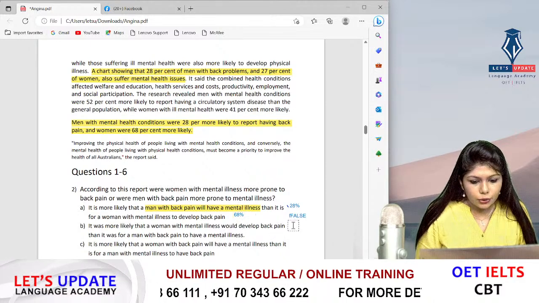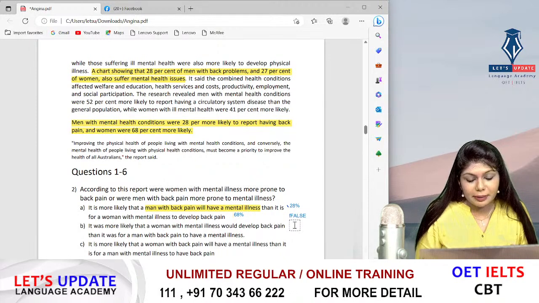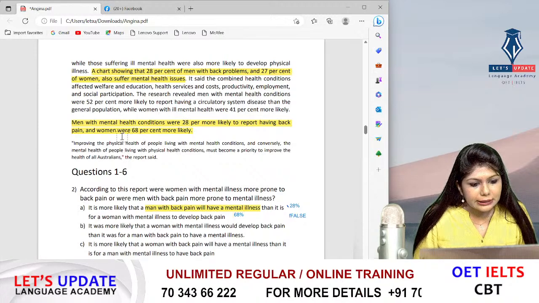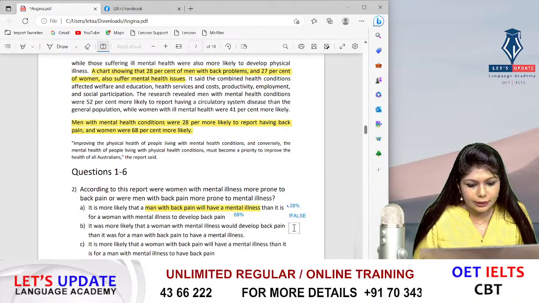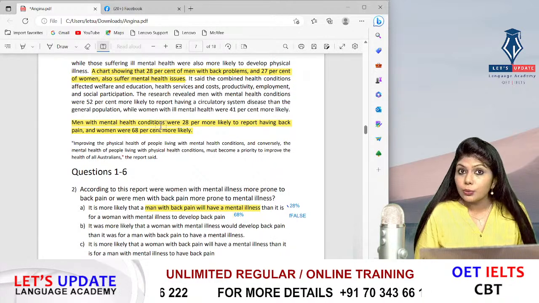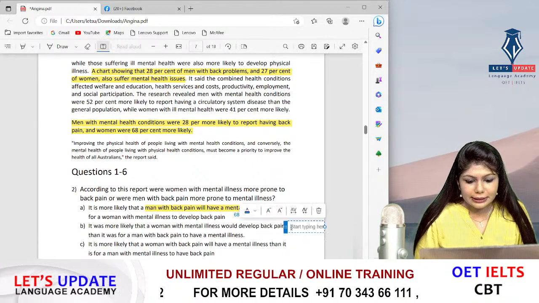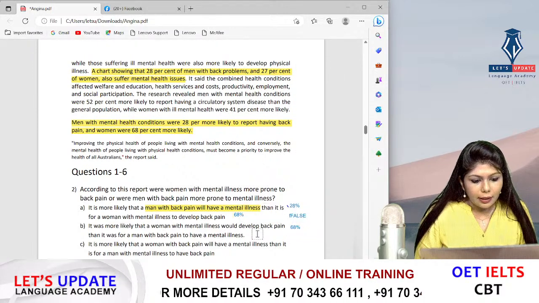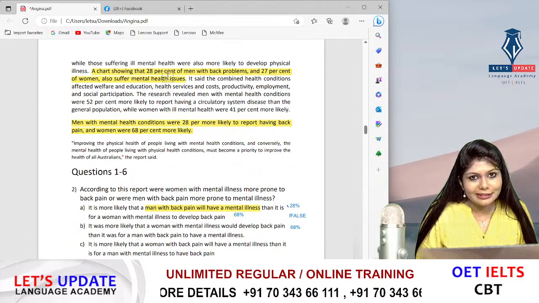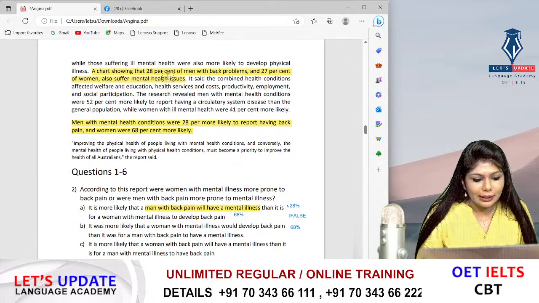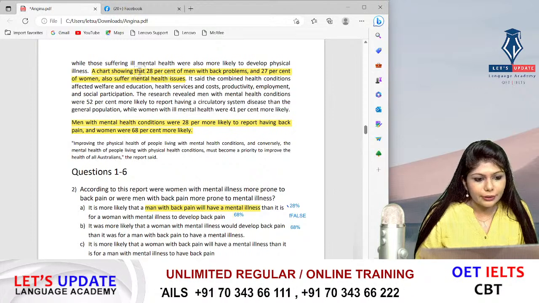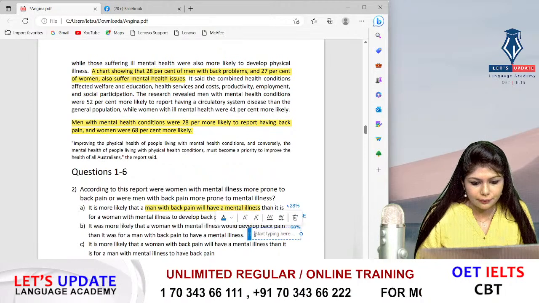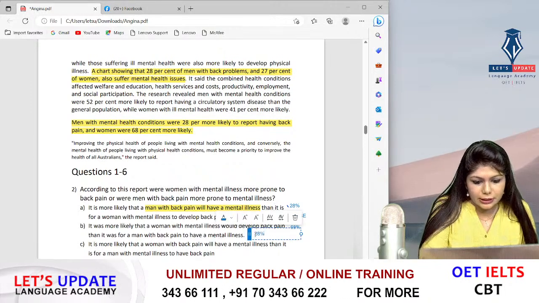Okay, so let's see. More likely that a woman with mental illness would develop a back pain. That is mentioned over here in the second last paragraph. I'll just indicate the percentage. That is again 68%, and a man with a back pain to have a mental illness, yes, that is mentioned in the paragraph before it. That is over here, a chart showing that 28%. Okay, so there it's mentioned. So look at this, that percentage is 28%.